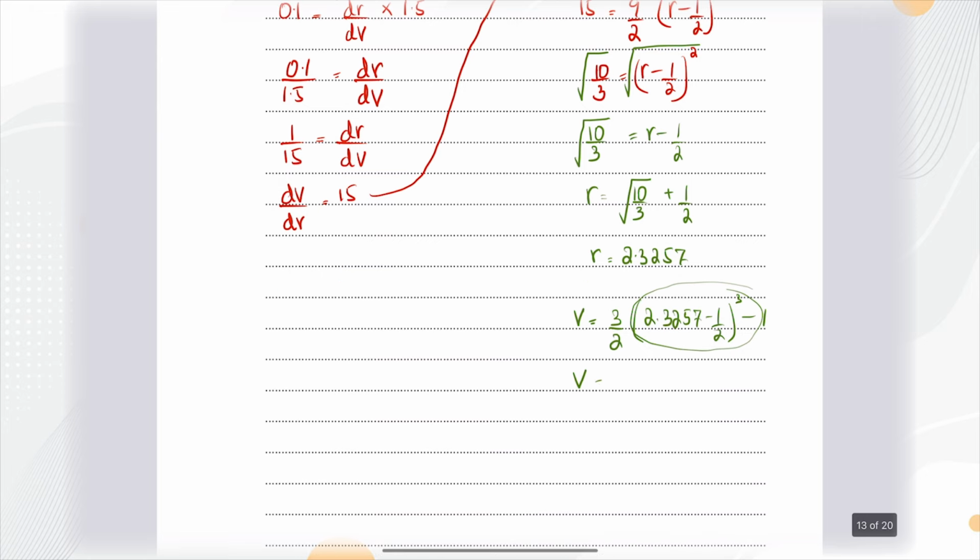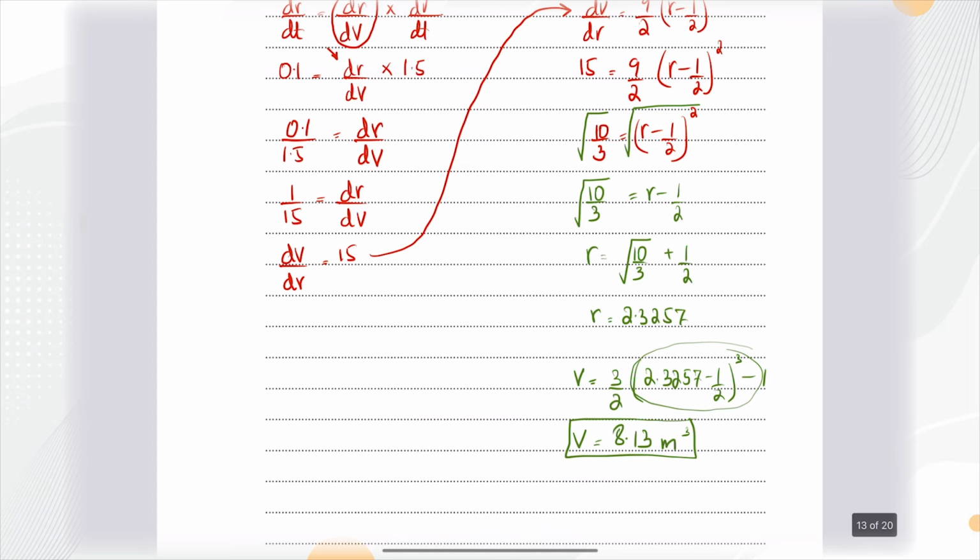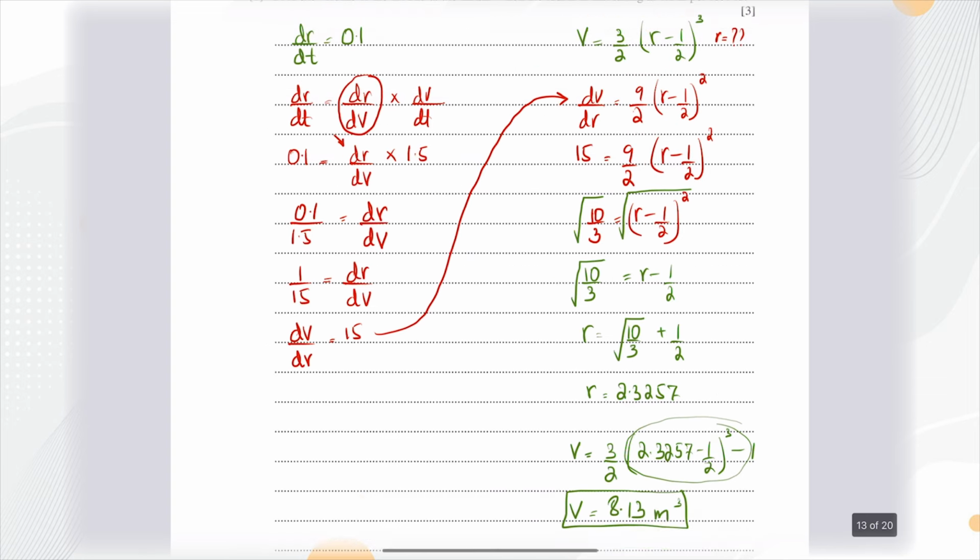So V equals to what? V equals 8.1287. So we'll lock it at 8.13 centimeter cube, actually meter cube. Thank you for pointing that out. Okay, so there you go. That's it. That's your answer.